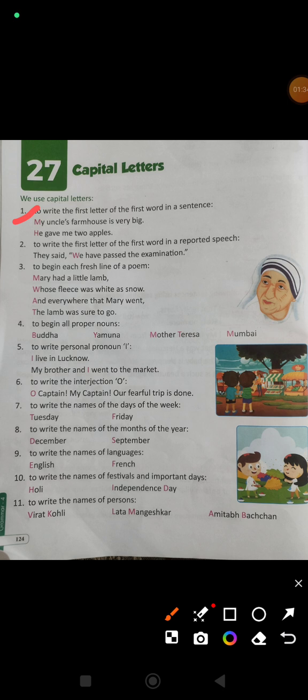Write the first letter of the first word in a sentence capital.